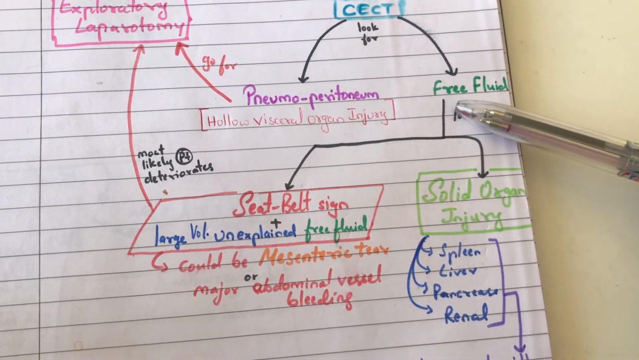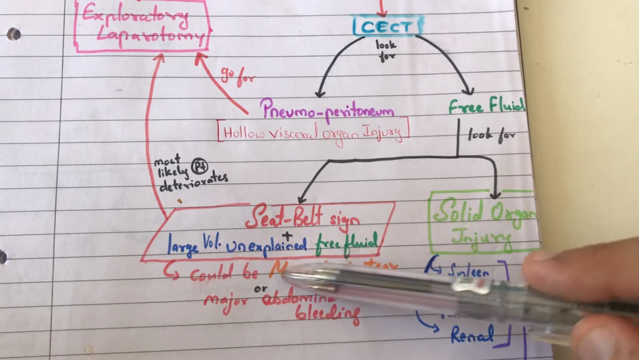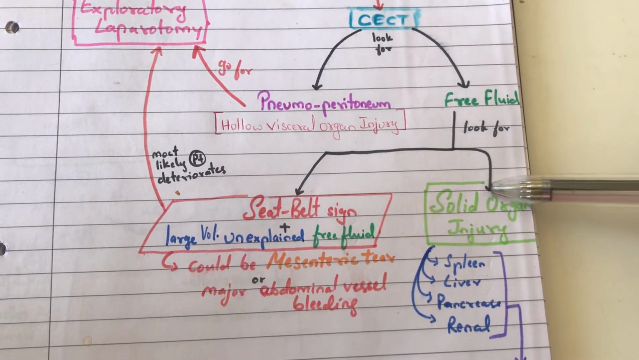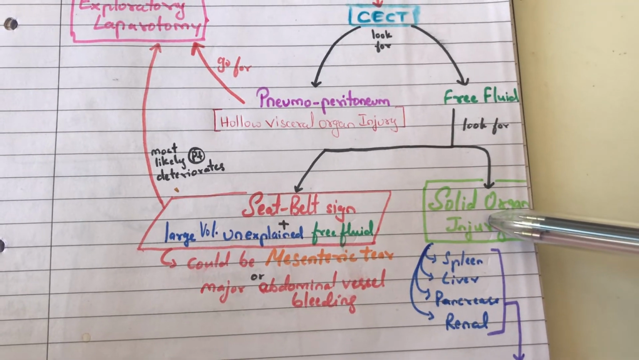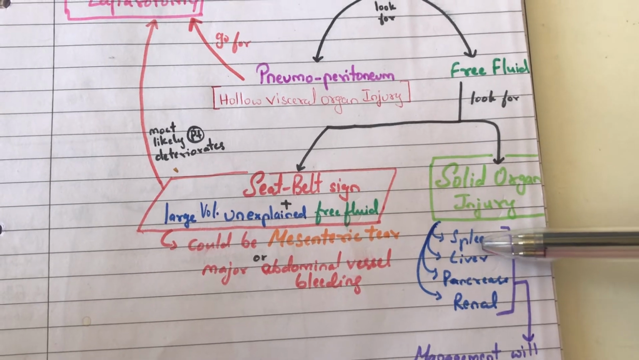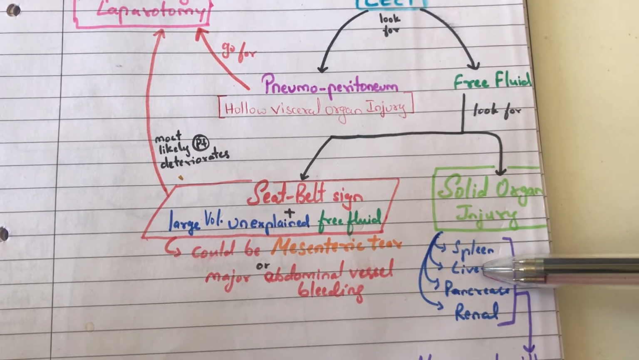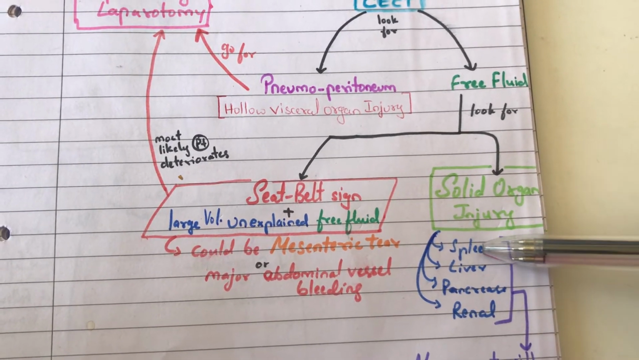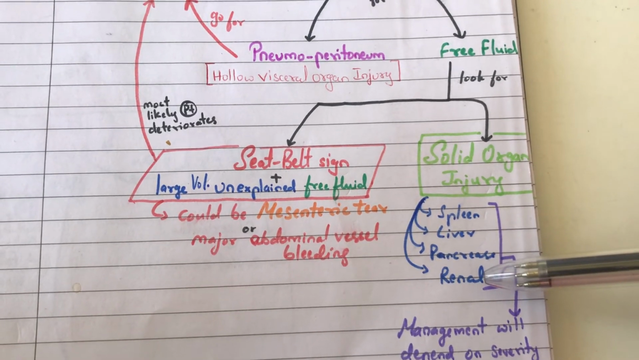Now the free fluid can also be seen not just because of this bowel tear or mesenteric tear. It could also be due to some solid organ injury. Now the most common solid organ that could be injured in blunt trauma abdomen is the spleen. The second one is the liver. Okay, the new guidelines have updated this. Previously it was liver, then spleen. Now it's spleen, then liver. Then the third ones are the pancreas and kidneys.